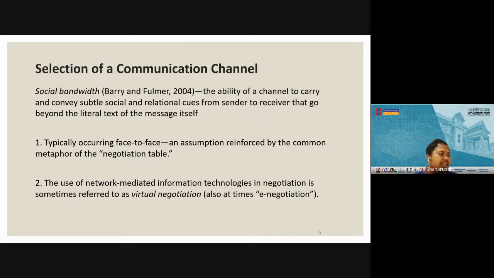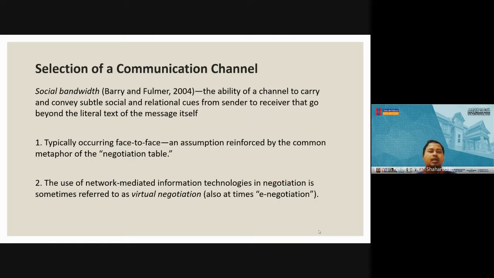So typically, negotiation and communication processes will occur face to face, right? An assumption reinforced by the common metaphor of the negotiation table. When we use the metaphor of the negotiation table, we know that we are actually meeting the other party face to face, discussing and negotiating. But sometimes, the use of network-mediated information technologies in negotiation can also be referred to as virtual negotiation or sometimes electronic negotiation.